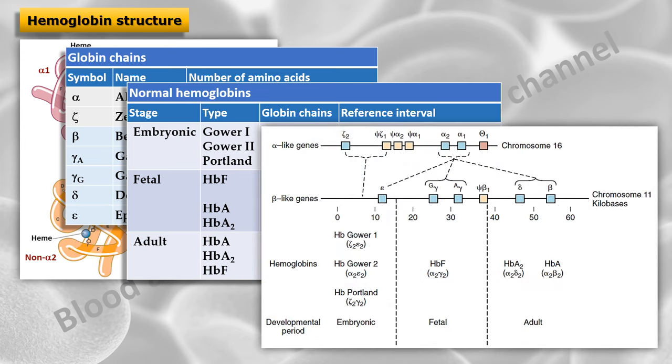The genes that encode the globin polypeptides are organized into two small clusters. The alpha-like genes are located near the telomere of the short arm of chromosome 16, whereas the beta-like genes reside on chromosome 11.